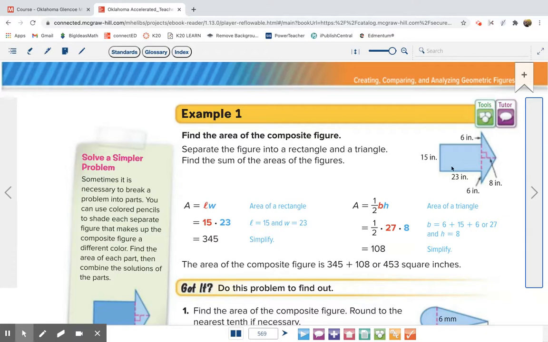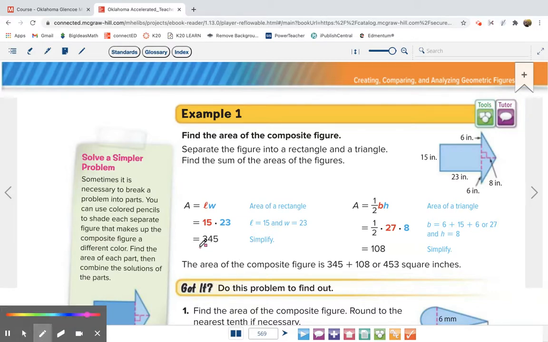Now I can find the areas. I know for a rectangle, it's just length times width. So if I look, they give me that this side is 23, this side is 15. So I just have to multiply those together to get 345. But we're not done. And that's also inches squared because we did inches times inches.